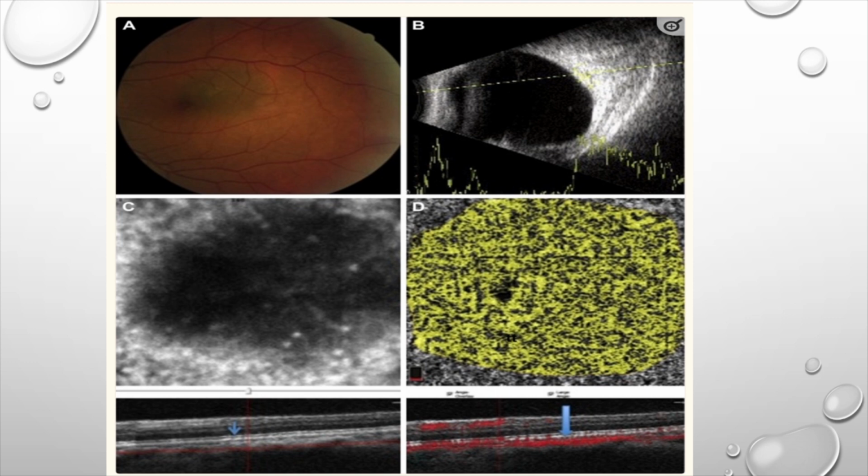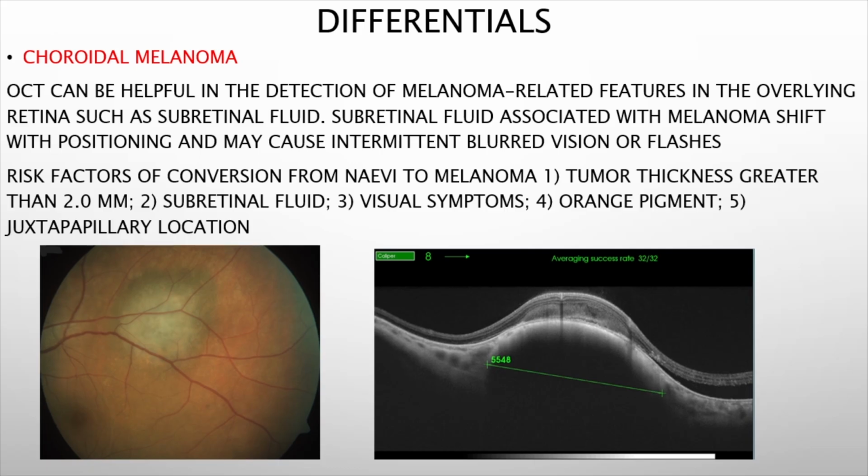So this is a picture shown by the same study. This is the pigmented lesion, and the corresponding B scan showing a nearly flat retina. And this is the OCTA picture showing intact outer retina. So coming to the differentials, like I talked about the mnemonic TOFSIM: tumor thickness greater than 2 millimeters, SRF, and visual symptoms, mainly photopsia, orange pigmentation, and juxtapapillary location are high risk factors for the conversion of a nevus into a melanoma.